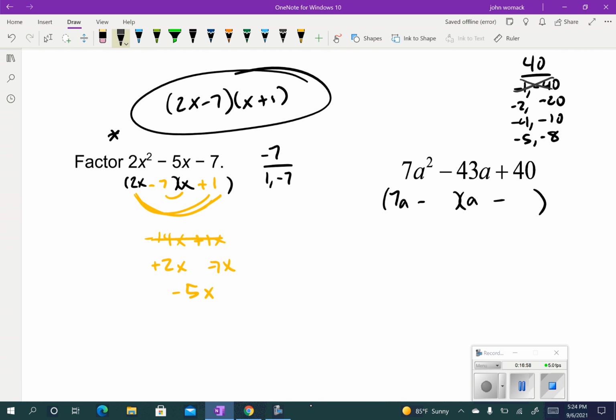We could try 2 and 20. I don't know. Let's see if they work. So that's way too big. That's like 120. I should have seen that ahead of time. We'll switch them around, though. So let's go 20 and 2.